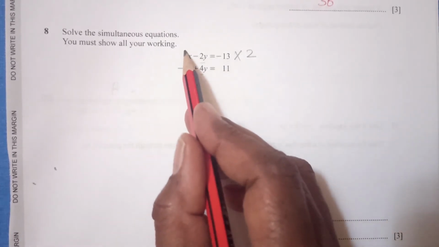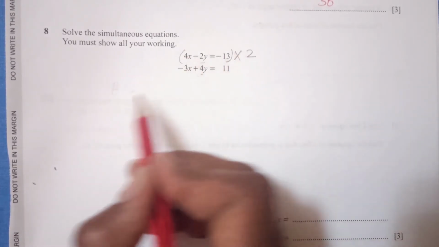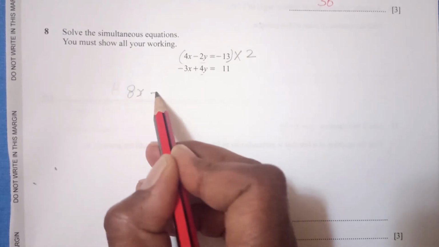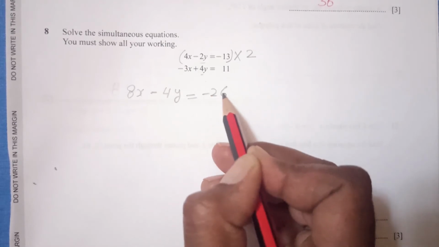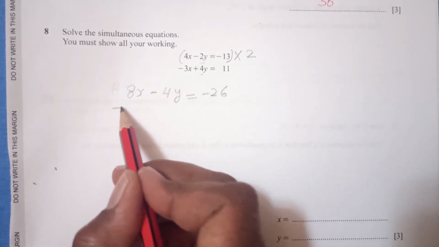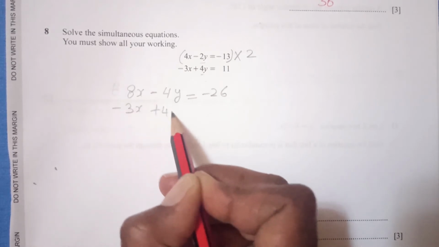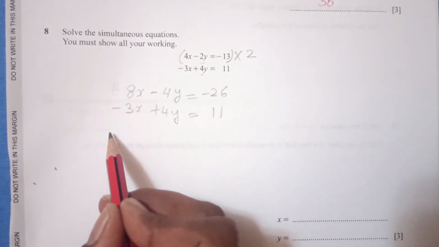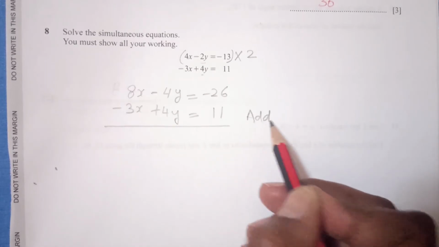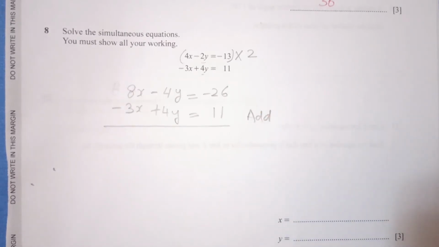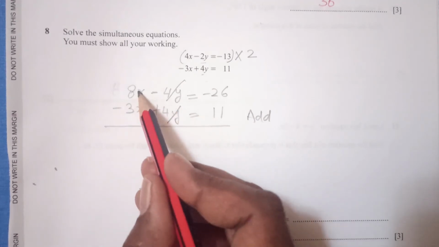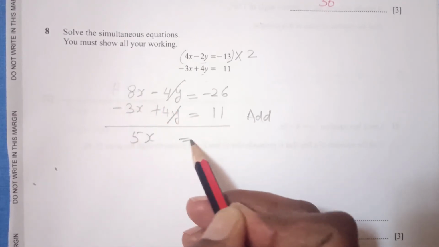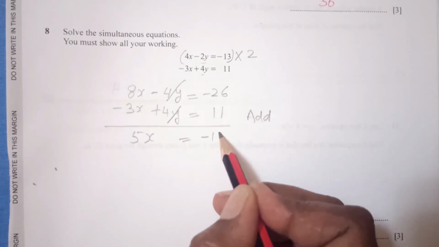So we are going to multiply this entire equation by 2. It is going to be 8x minus 2 times 2, 4y equals 13 times 2, it is 26. This equation we can write down as it is, 3x plus 4y equals 11. Now add these two equations. When you add, there is no need to change the signs. So the 4y and 4y cancel because it's 0. 8 minus 3, it is 5x, and this you subtract, it is negative 15.